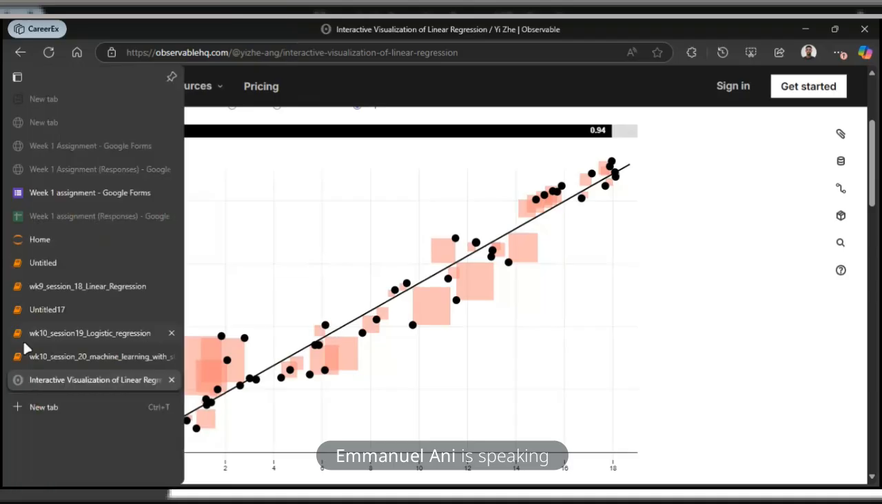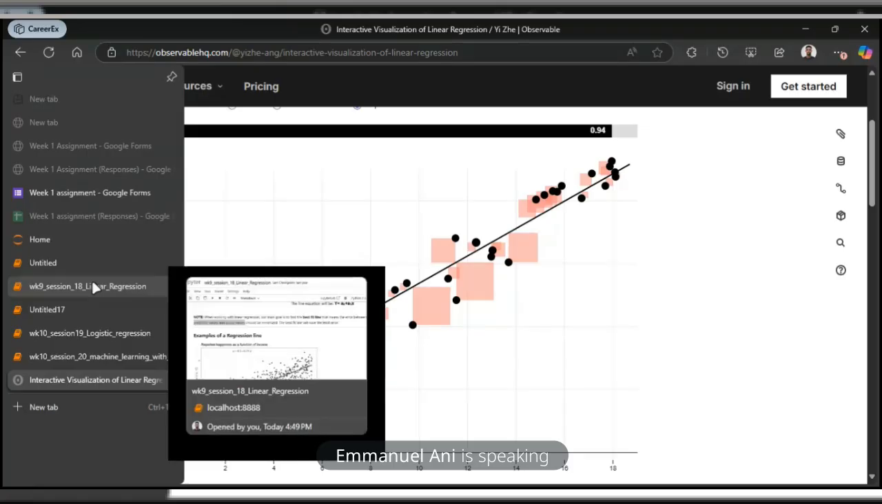I think I'll get the other one and then send it to us so we can look at it.